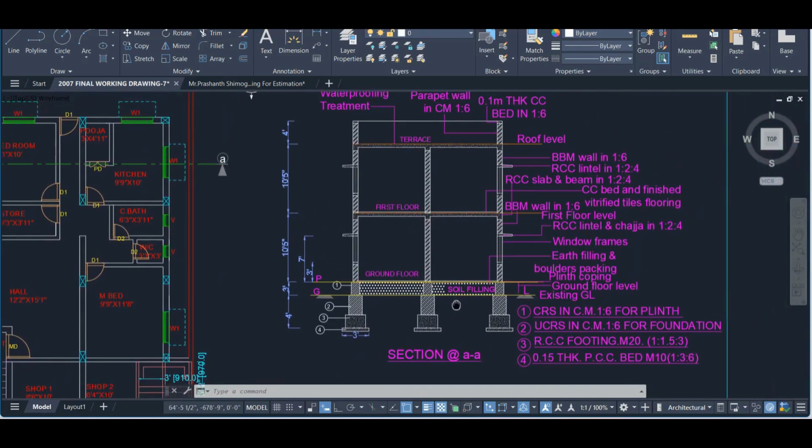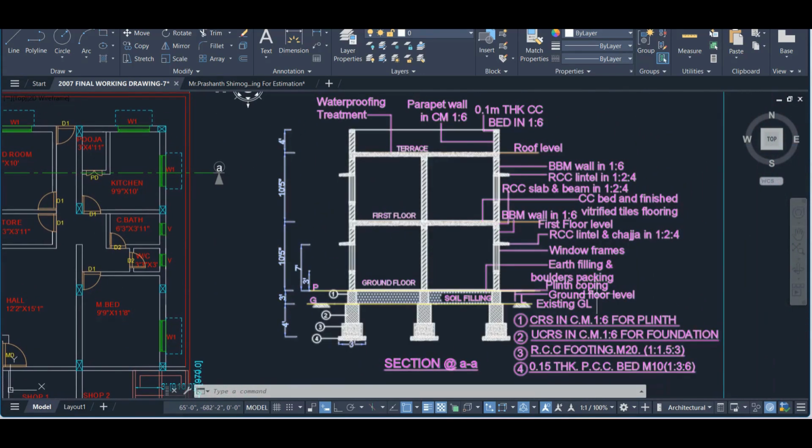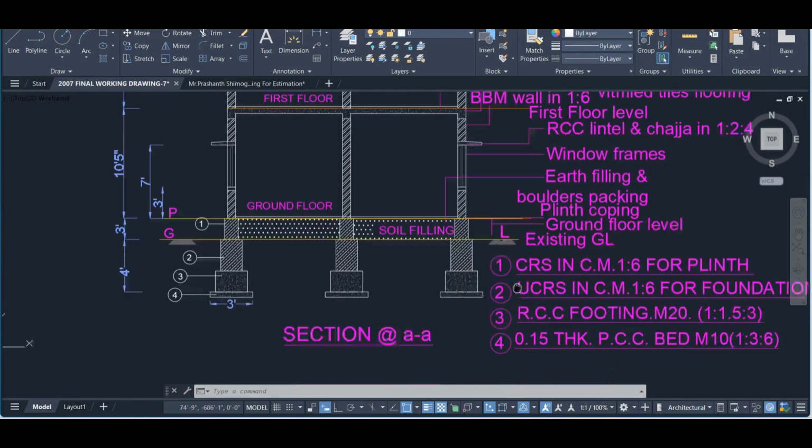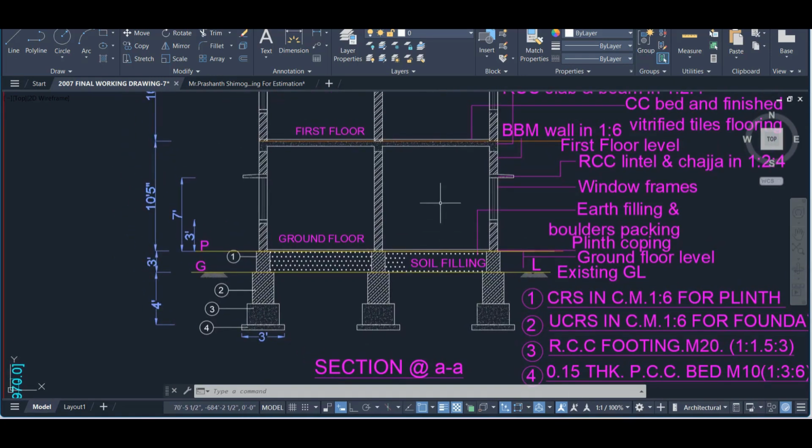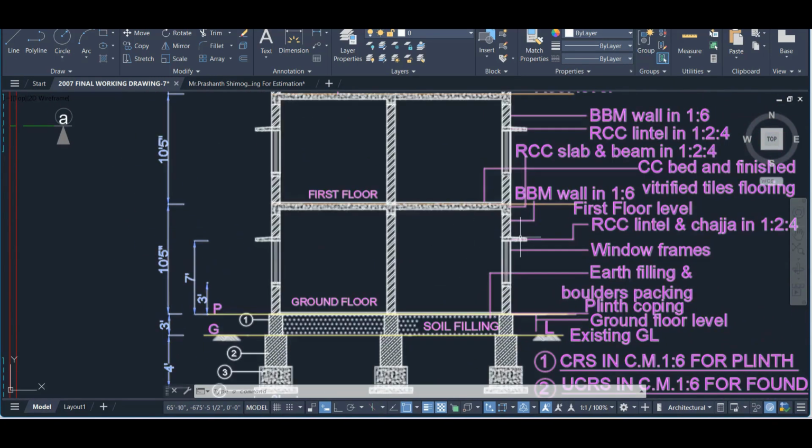So this is the section. These are the details about the section. This is the foundation, this is the bed concrete, this is the plinth level, this is the floor to floor, and this is the lintel level.